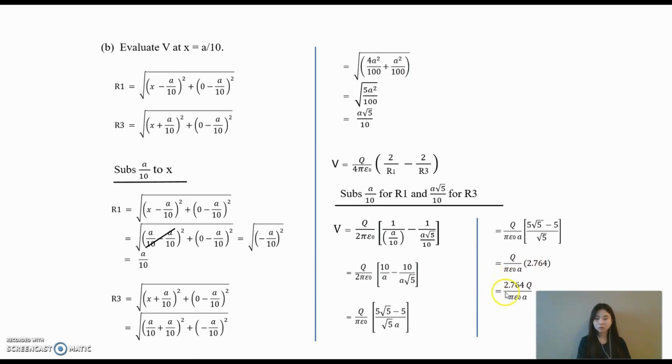So the final answer is 2.764 Q over pi epsilon a.